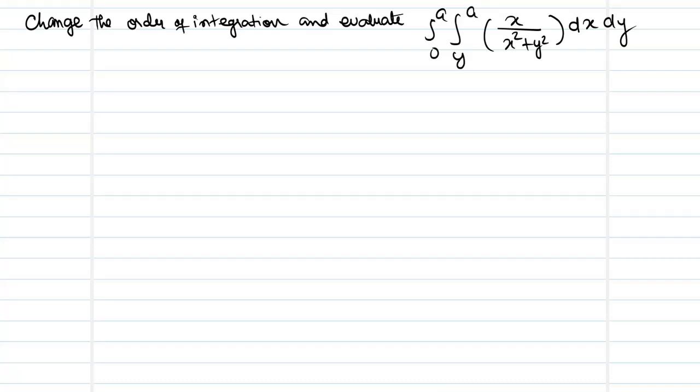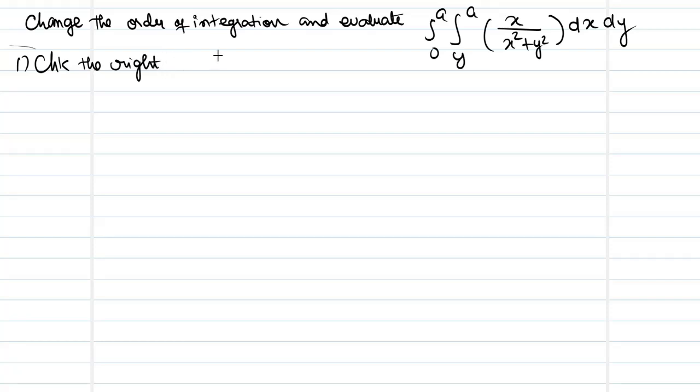This problem is to change the order of integration and to evaluate the integral from 0 to a, y to a, x by x square plus y square dx dy. We will quickly recap the 4 points which we need to observe when we have problems on change of order of integration. The first one is to check the given problem for the right order.